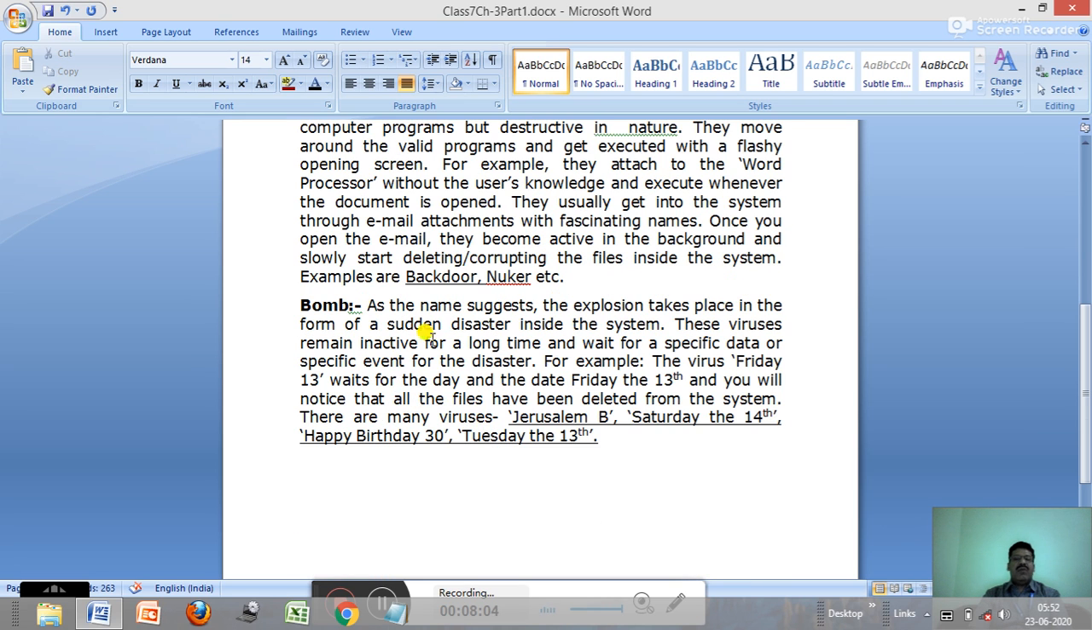And the third one is bomb virus. This bomb virus explodes like a bomb. The explosion takes place, but how does it happen? The virus must match with the system's date and time. The viruses remain inactive for a long time and wait for a specific date or a specific event for the disaster. Like the virus Friday 13: if the day is Friday and the date is 13, the virus becomes very active and deletes all the files. Some other bomb viruses are Jerusalem B, Saturday the 14th, Happy Birthday 30, Tuesday the 13th.